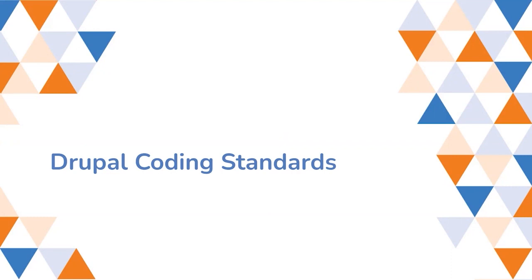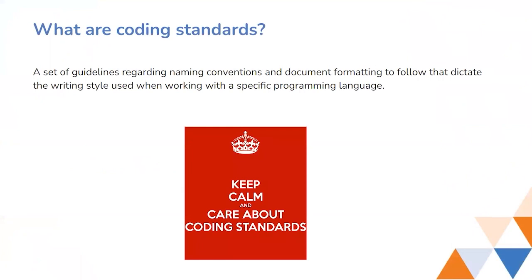So first, let's understand what a coding standard is. The quality of the code is not just about the execution, but also about how it appears. So when we are writing the code, we have to pay attention to details and be consistent.